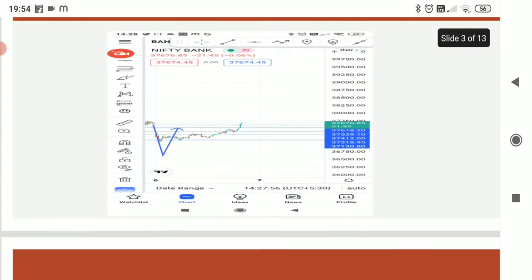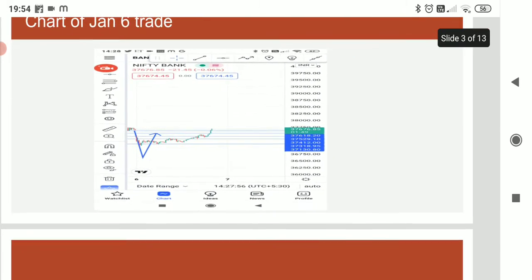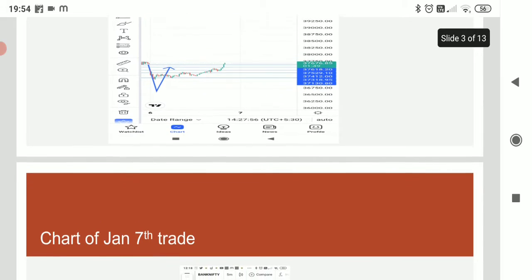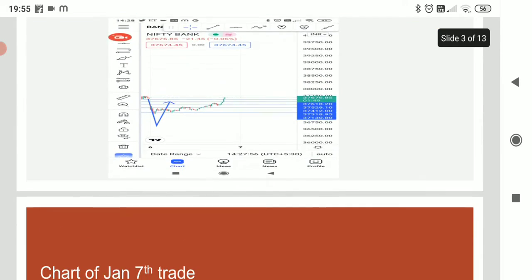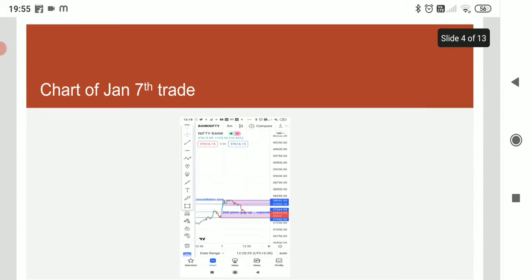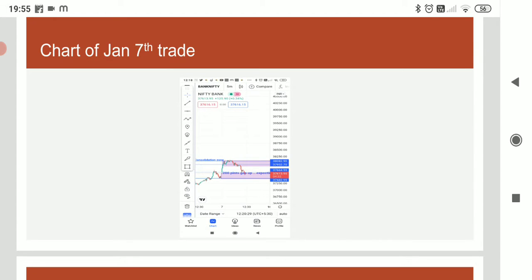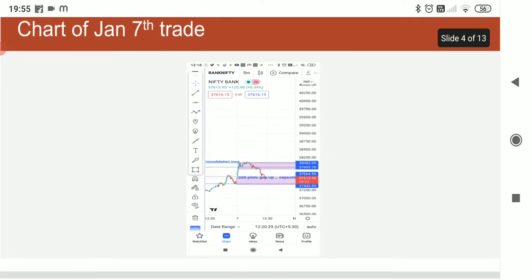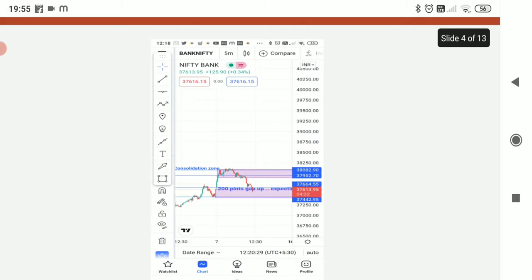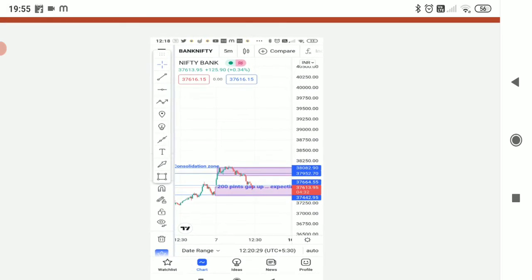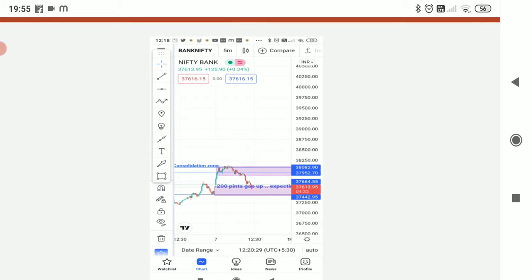So how can we use this gap up and gap down in our trading? Let me show you the June 7th trade as well. On the day I took this chart while trading. You can see that on the day, while opening, it opened gap up. The trend continued.